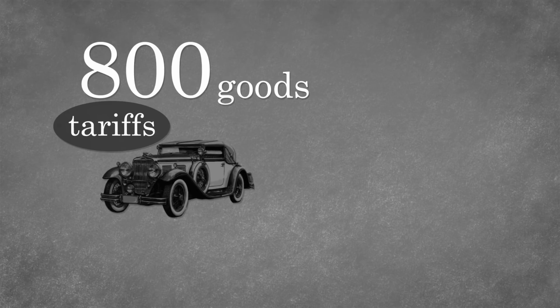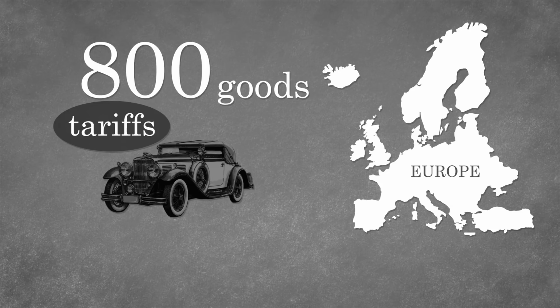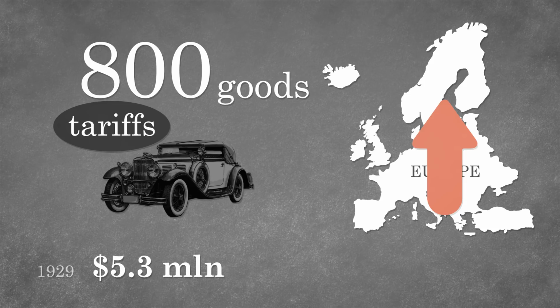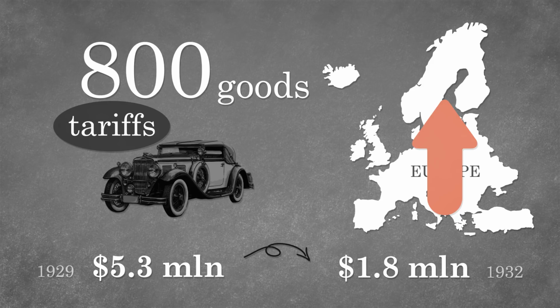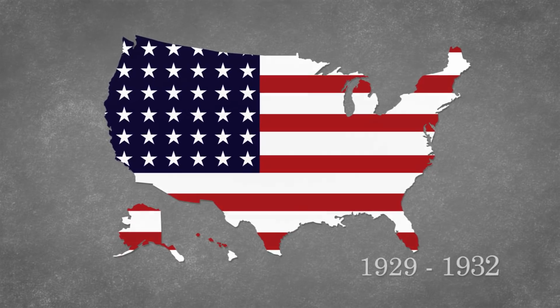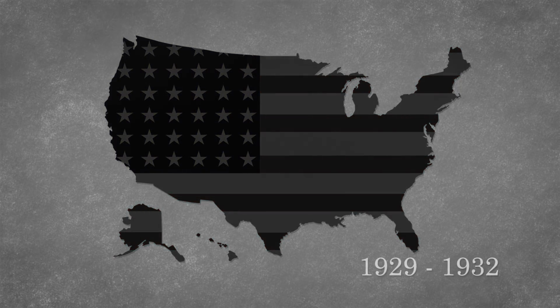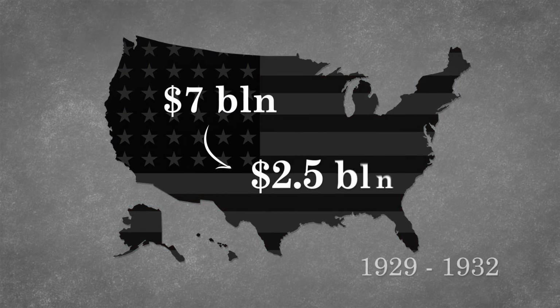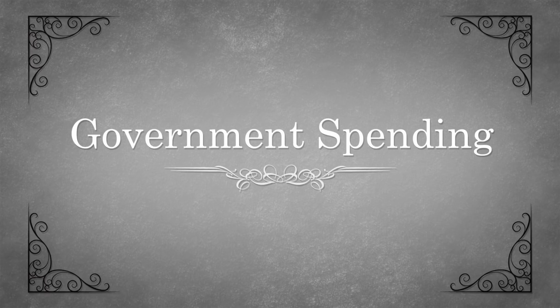The automotive industry is a good example here. The government imposed tariffs on 800 goods used in the production of cars. Moreover, car exports were hit by European retaliatory tariffs. As a result, car sales fell from $5.3 million in 1929 to a meager $1.8 million in 1932. The tariffs, along with the economic slowdown, devastated American exports, which fell from $7 billion to $2.5 billion over the 1929 to 1932 period.